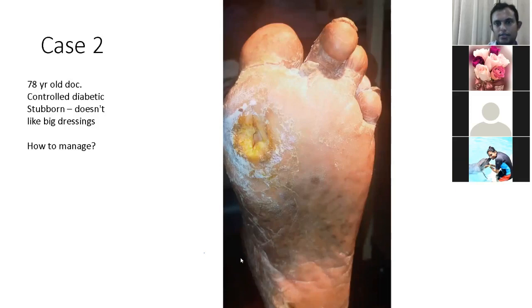Samir Akbar says Metrogel and offload. Yes, that's a good option and very cheap. You can use Metrogel and a non-adherent layer, a little bit of Vaseline gauze or something non-adherent to the wound bed, and definitely you have to offload. But how are you going to offload? That is the problem now. He doesn't like big dressings, so you can't do a third layer offloading in this. How are you going to offload?